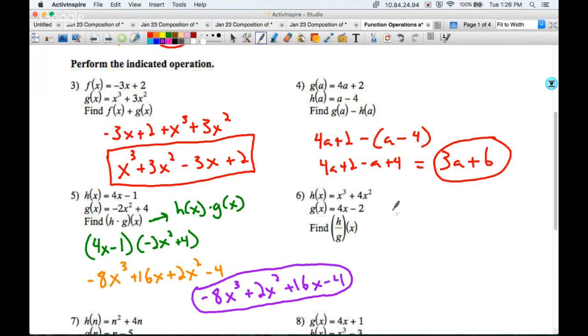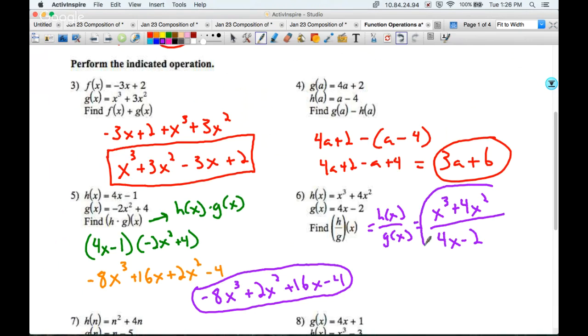Number 6, now we're dividing the two functions. It's h over g. Here, I'll write out the intermediate step. We've got h of x over g of x. Those expressions are x cubed plus 4x squared all over 4x minus 2. We look for a way to simplify this. If I can find this exact factor in the top, I can pull it out. But there's no way to really simplify this, so this is our final answer here.